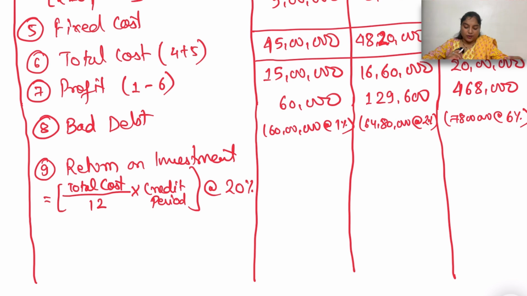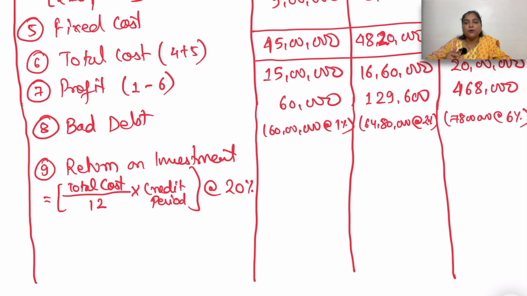So the company is planning to compute its average debtor. Why is it 12? Because we have a credit period of 1 month, 2 months, or 3 months. That's why we took 12. Suppose it's a week, then we must take 52 or 53 weeks with a note. Suppose it was days, then we should take 365 days. So it's a month, that's why we took 12. And into the credit period, what credit period do we have? 1 month, 2 months, and 3 months respectively.